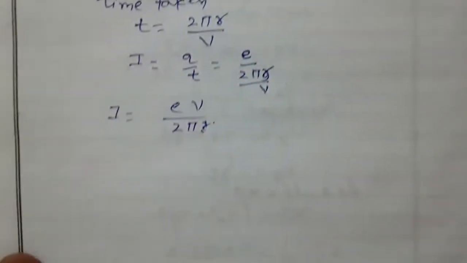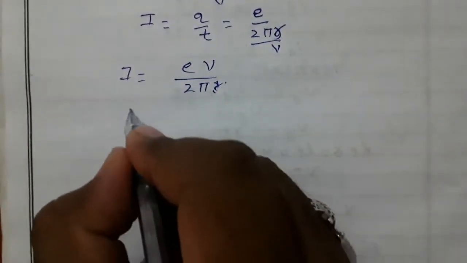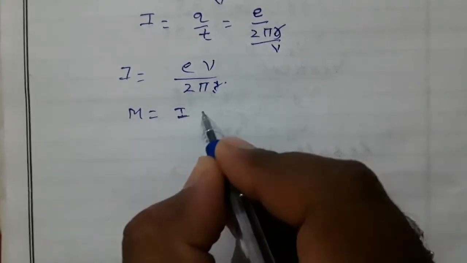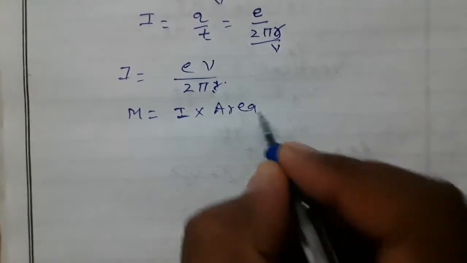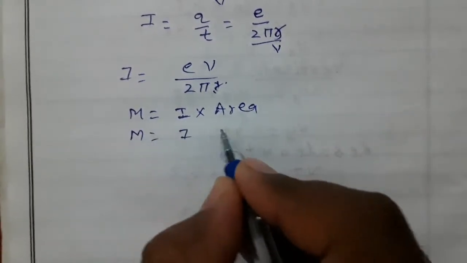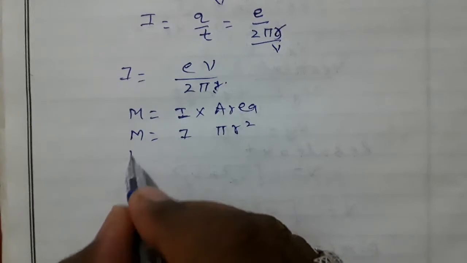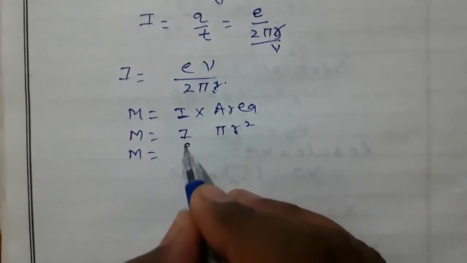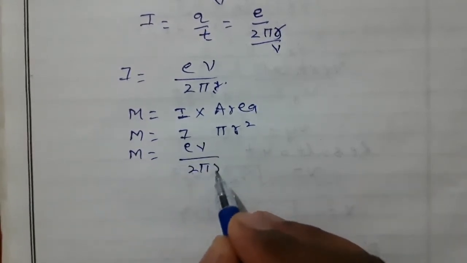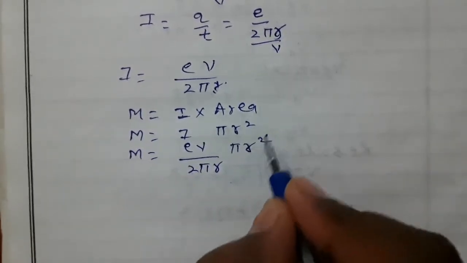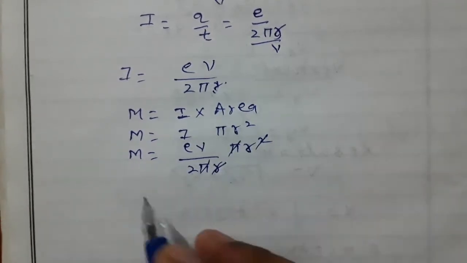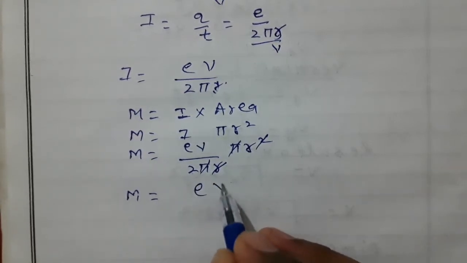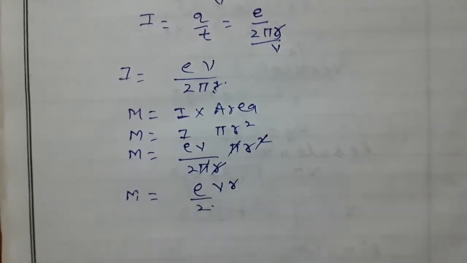Now we know magnetic moment M is equal to current into area. Area of a circle is pi r square. So M is equal to I into pi r square. We know the value of I is ev upon 2 pi r, into pi r square. Pi and r will cancel, so M is equal to e into vr by 2.